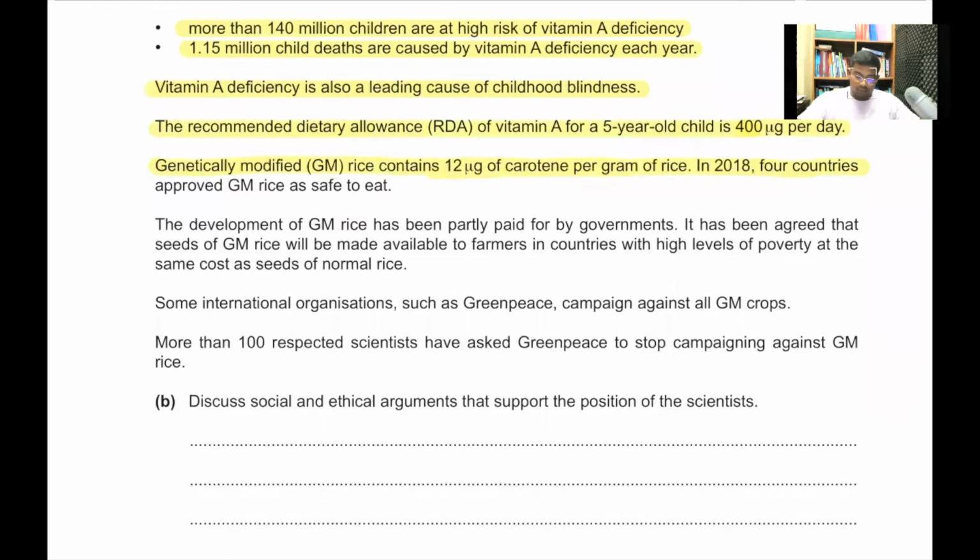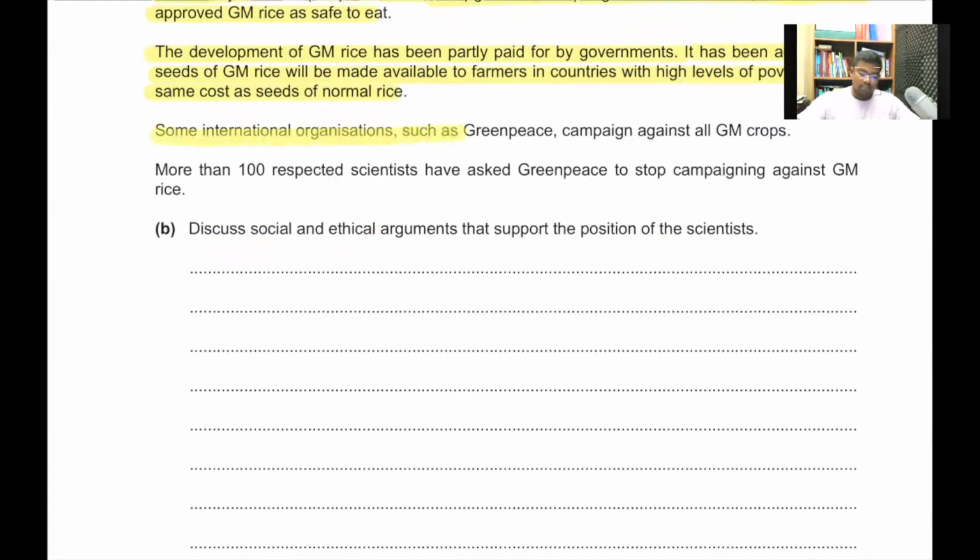In 2018, 4 countries approved GM rice as safe to eat. The development of GM rice has been partly paid by the government. It has been agreed that seeds of GM rice will be made available to farmers in countries with high levels of poverty at the same cost as seeds of normal rice. Some international organizations such as Greenpeace campaign against all GM crops. More than 100 respected scientists have asked Greenpeace to stop campaigning against GM rice. Discuss social and ethical arguments that support the position of the scientists.